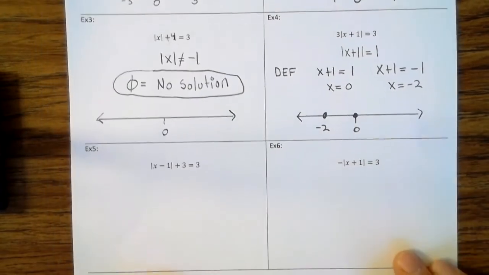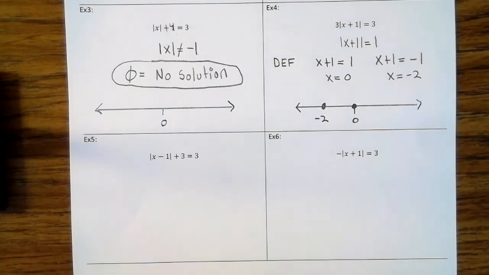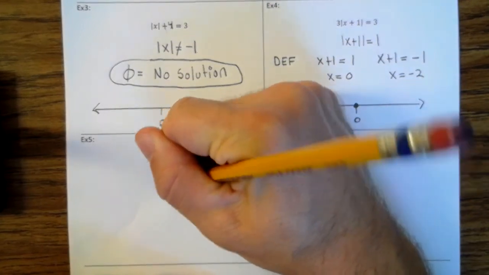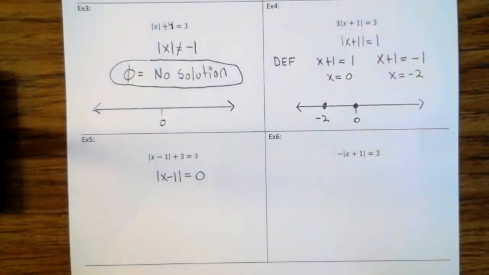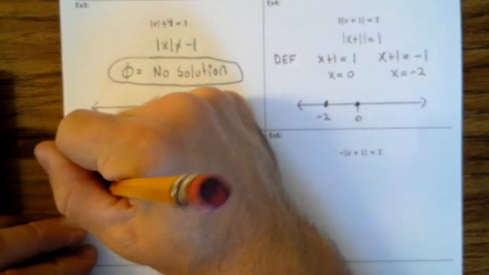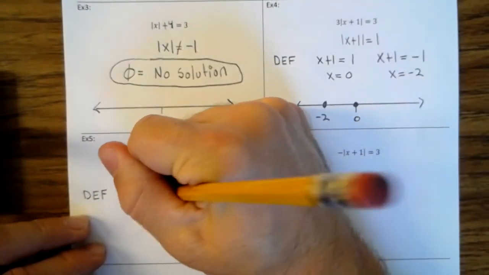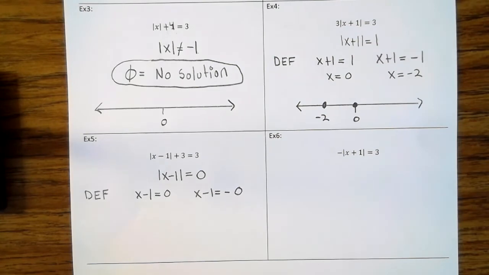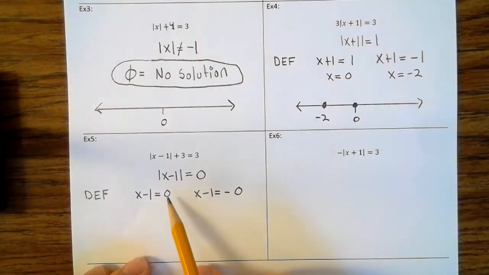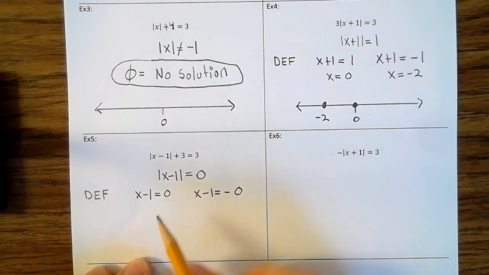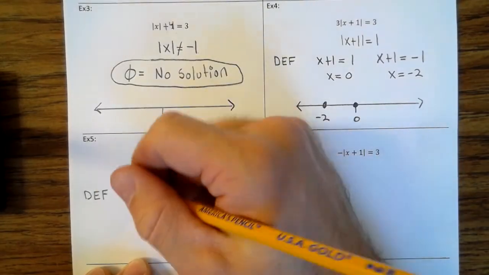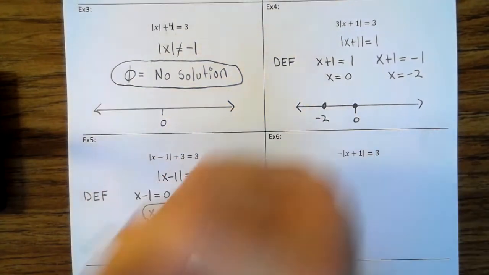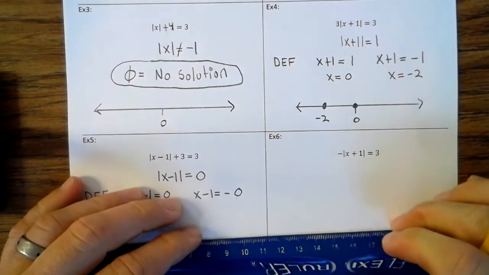All right, let's take a look at example 5. All right, here we isolate the absolute value, so subtract 3. So the absolute value of x minus 1 equals 0. Apply the definition. So x minus 1 equals 0. X minus 1 equals negative 0. Now, it's kind of a special case in that positive 0 and negative 0 is still 0. So when you solve, you're only going to get one solution. So add 1 to both sides, x equals 1. Last step, graph your solution.